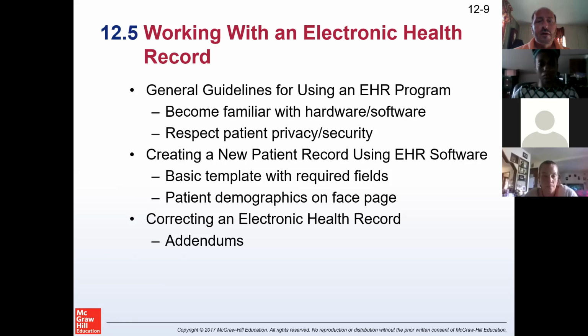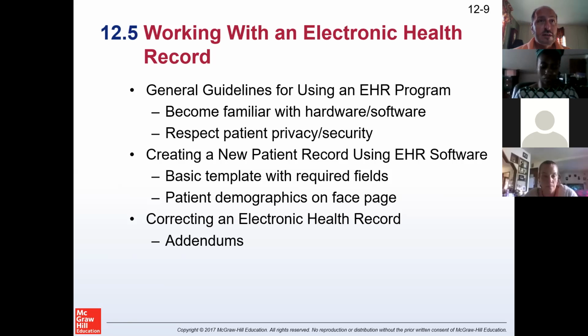How do I create a new patient record using the existing software that you have? You're going to do an exercise in SimChart this week where you actually register a new patient. You'll be utilizing the SimChart software, but you'll get the patient's insurance card and all their personal information.